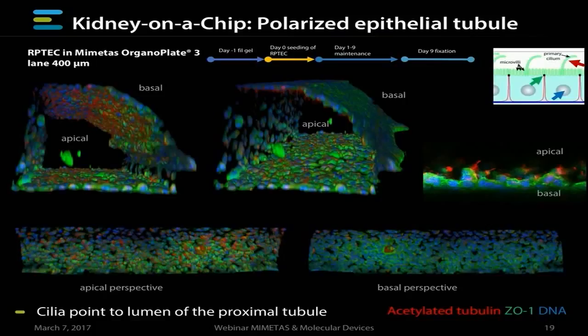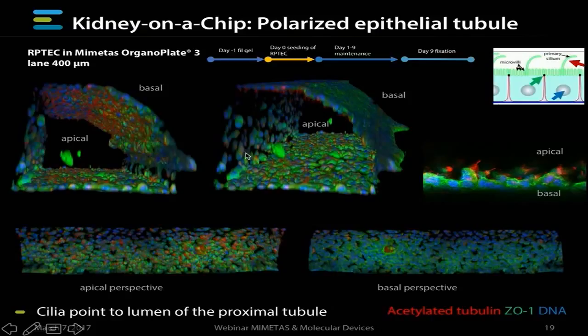So this is what these cells look like when stained with a variety of markers. Here we use acetylated tubulin in red to stain the cilia. And as you see, the cilia are only on the inside of the tubule and not on the outside. Which is also the case for ZO1.